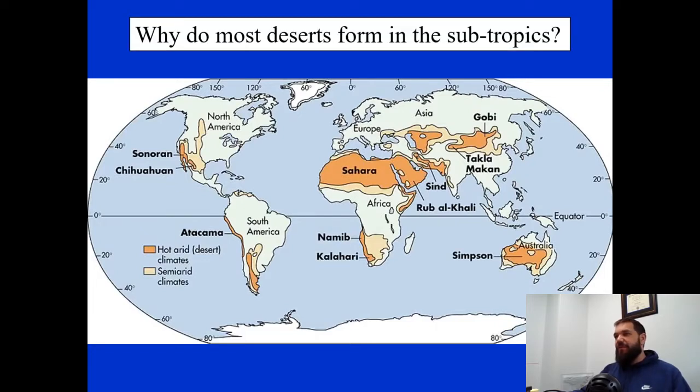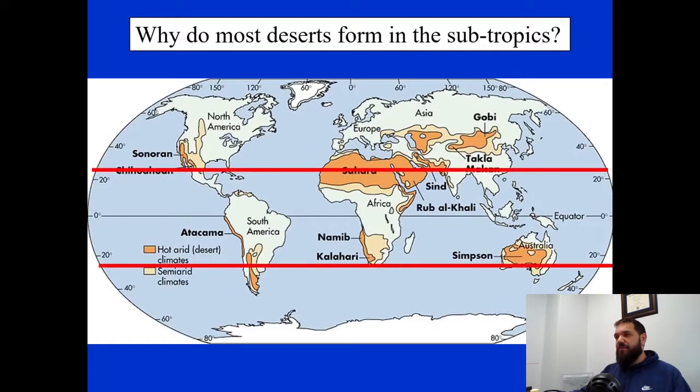Okay, so why do most deserts form in the subtropics? Let's talk about that, because you can see there are the subtropic lines. We get the Chihuahua and Sonoran Deserts in North America, the Sahara Desert, the deserts around the Arabian Peninsula, the Simpson Desert.